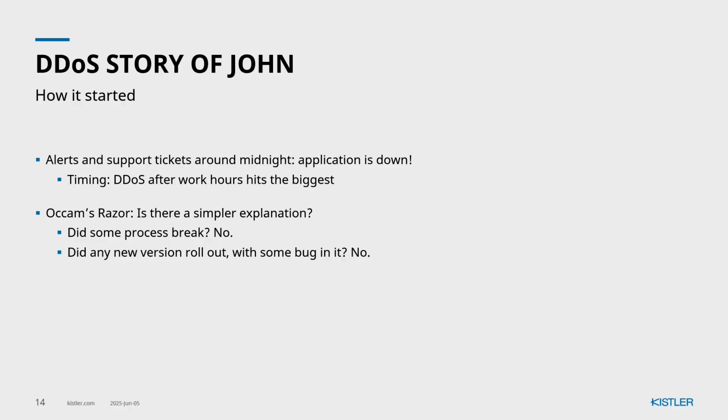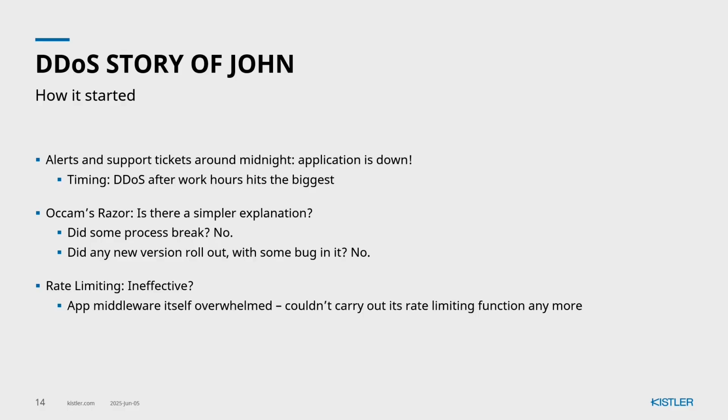Did any new deployment or any new bug fix happen? But none of that happened, so this would not explain why the application is down. That's already a hint for him that maybe the rate limiting in the application is not effective, because it was none of these two simple explanations. So it must be a DDoS attack.